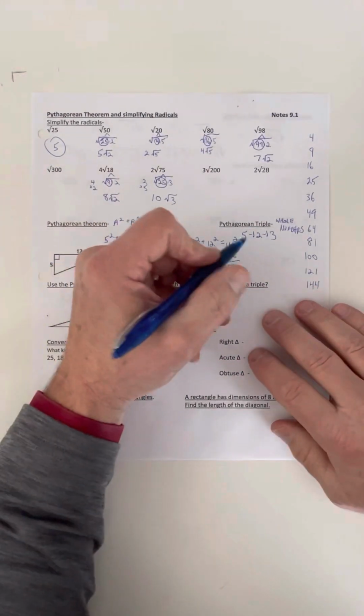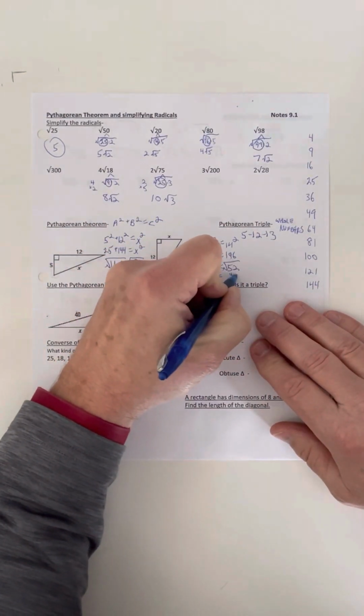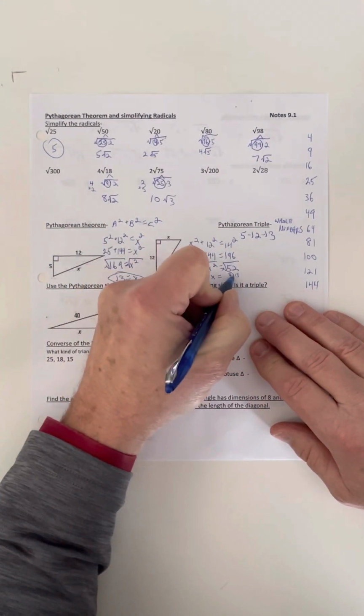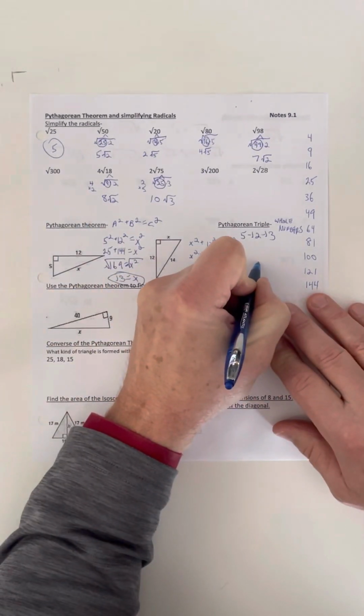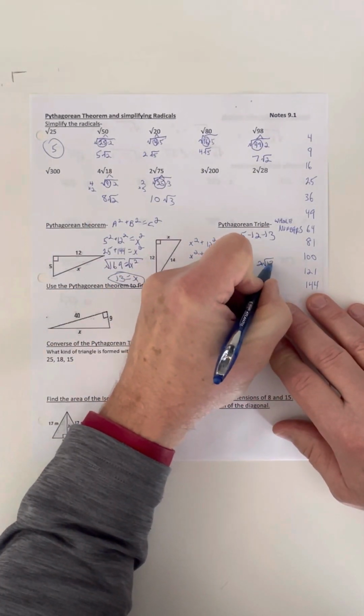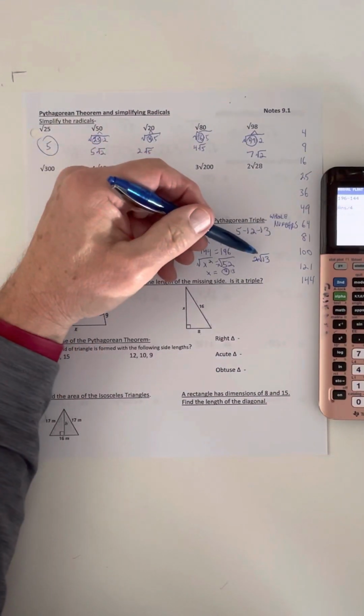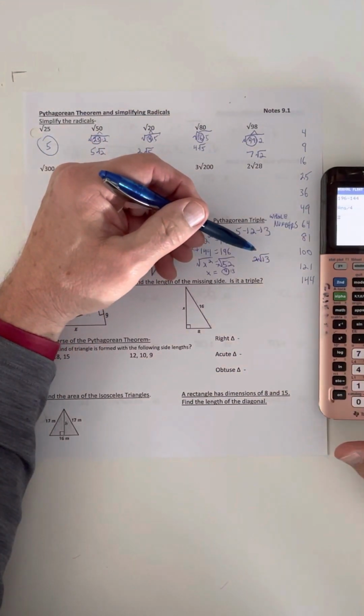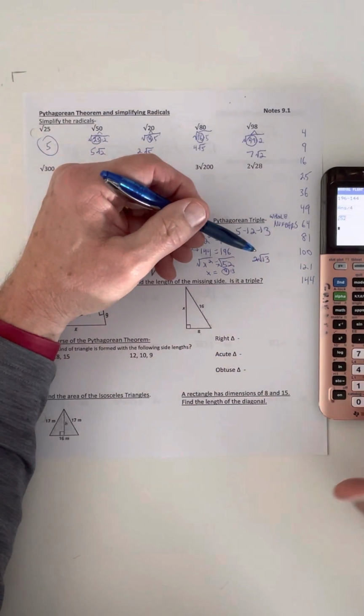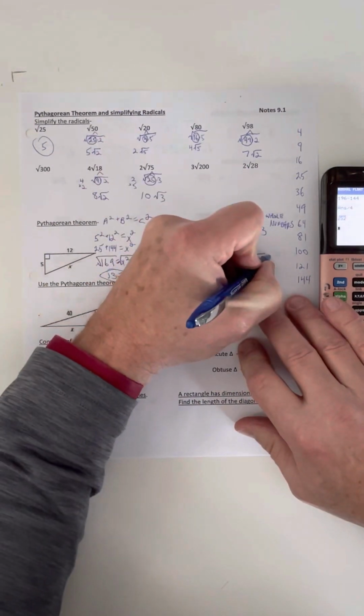So 4 times 13, which means it's going to be 2 square roots of 13. So the answer is 2 square roots of 13. And since it's not a Pythagorean triple, we also want to get that as a decimal. So I can type in the square root of 52, which is approximately 7.2.